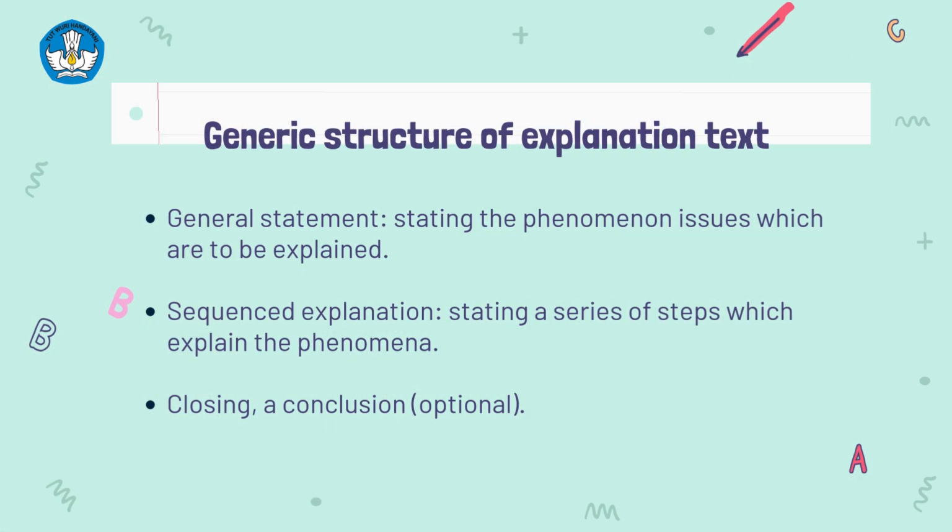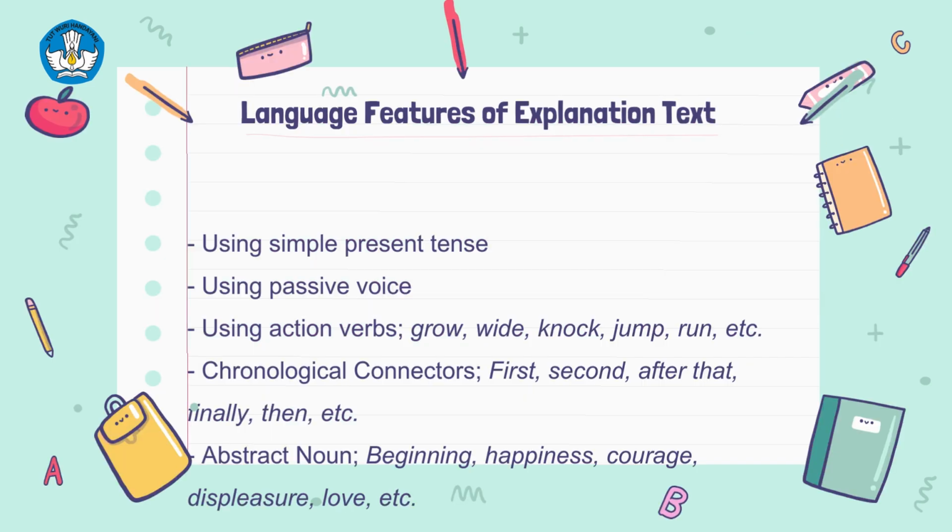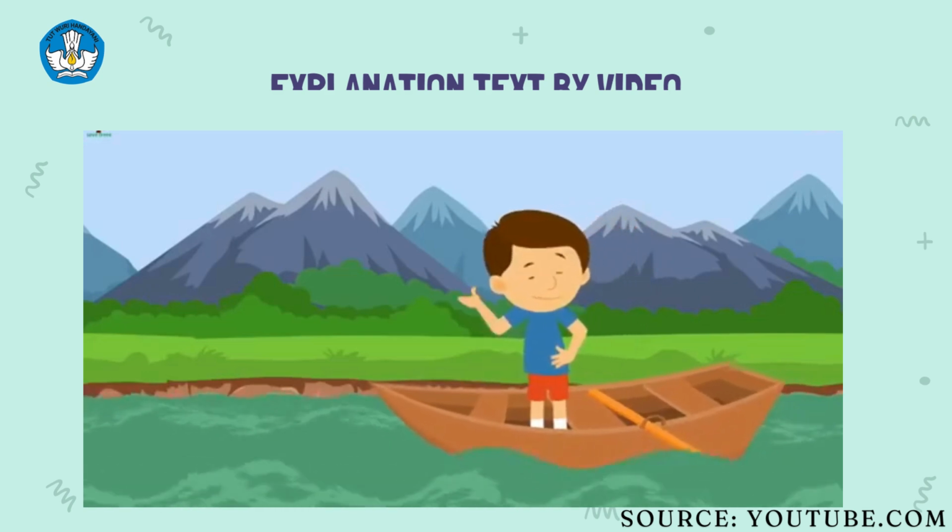Generic structure of explanation text. General statement, stating the phenomenon issues which are to be explained. Sequenced explanation. Language features of explanation text: using simple present tense, using passive voice.